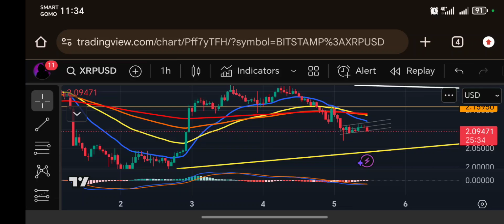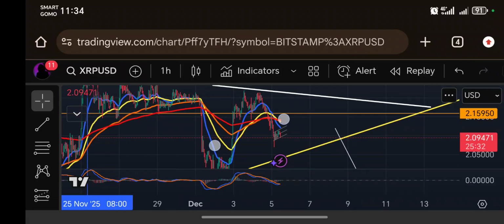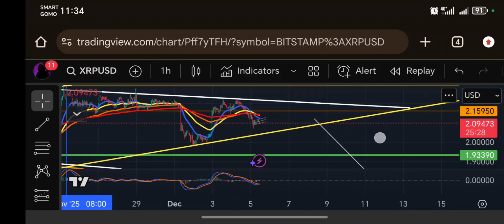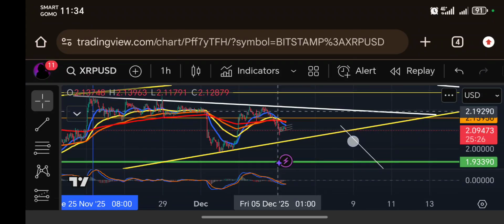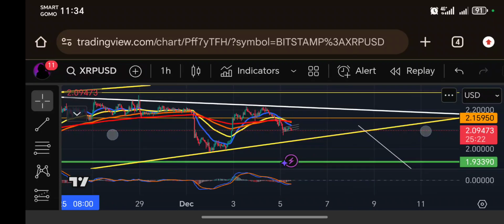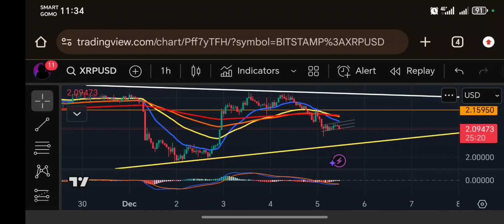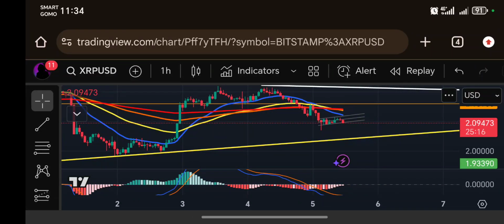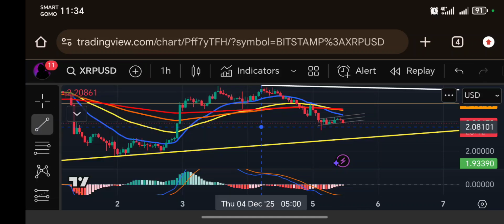XRP US dollar right now. As you can see here, we can't go through this resistance here. So now we're back to the red zones. As you can see here in the shorter time frame, this is the 1 hour time frame for XRP US dollar. We are going to go much further to the downside.